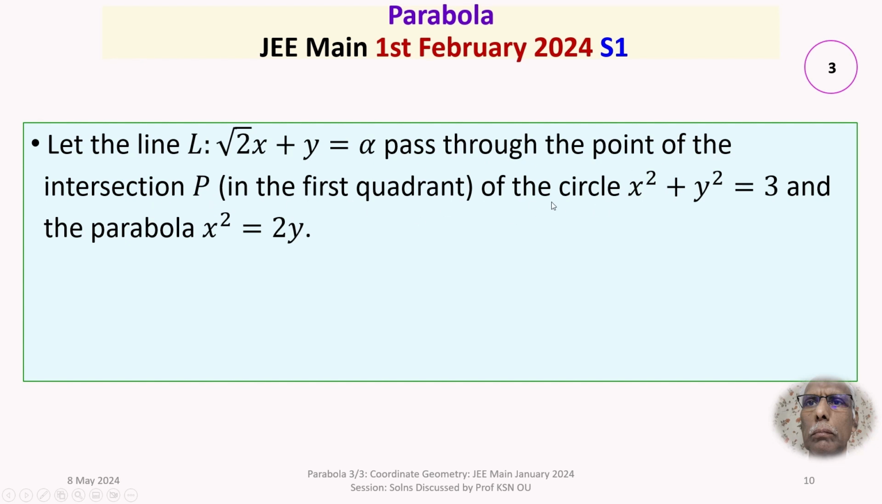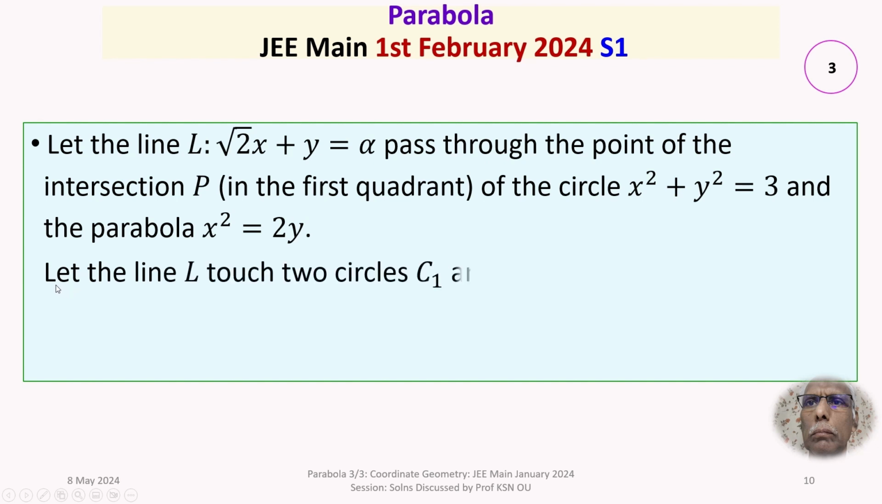So take this equation, circle's equation, parabola's equation, right? Find the point of intersection, and you take that point of intersection which is in the first quadrant, call it as P. And we are given that this point P lies on this line L, thereby find out alpha.